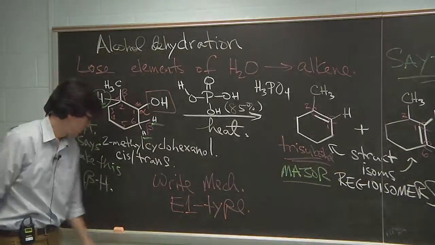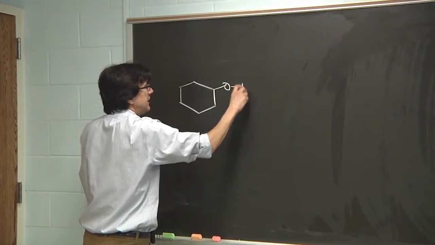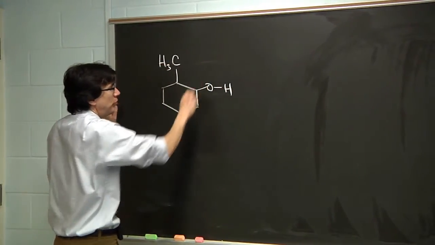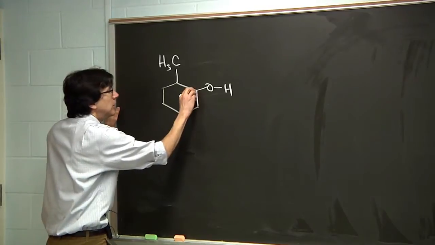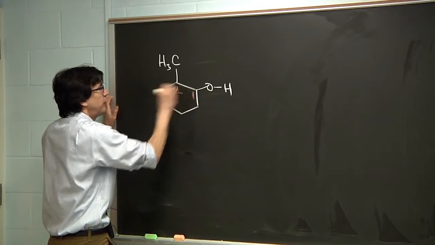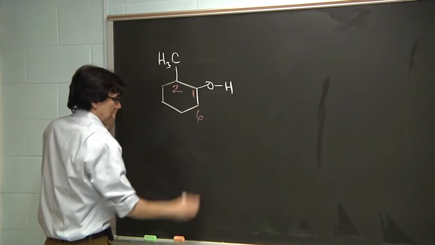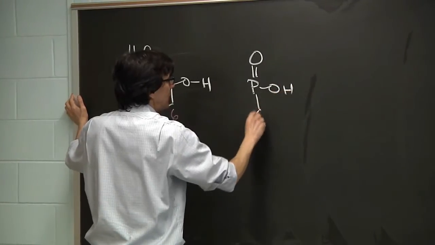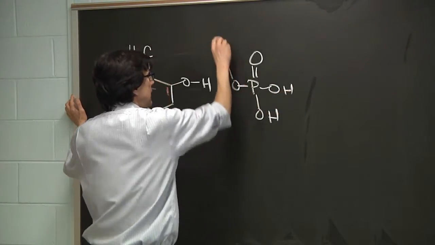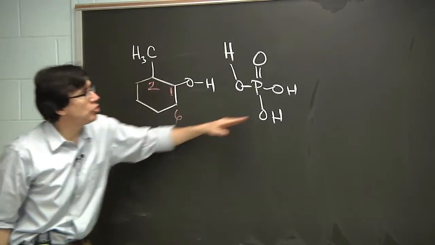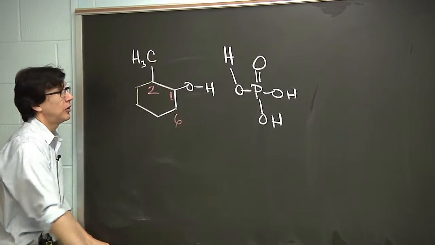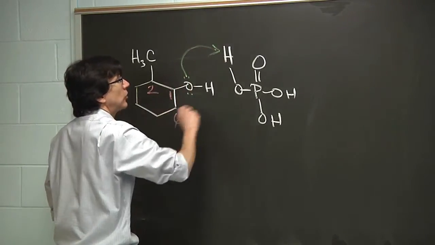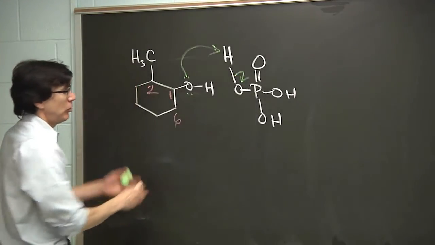Okay. In alcohol dehydration, we face this issue of having an OH group which is not a good leaving group, and so we need to improve the leaving group, and that is done through use of an acid. In this example, it is phosphoric acid. So you need to be sure you know how to write the Lewis structure of phosphoric acid. And then the first thing we're going to do is protonate the OH group.